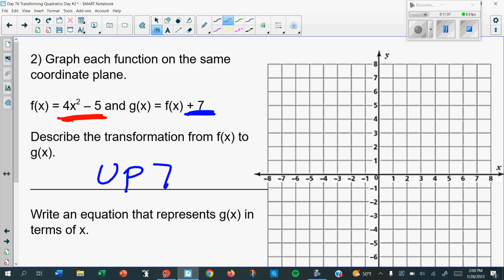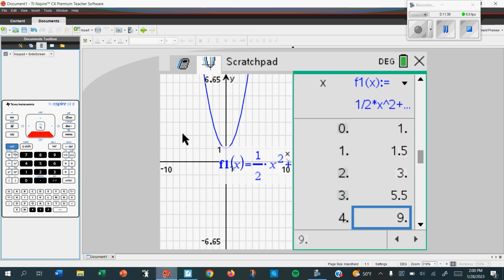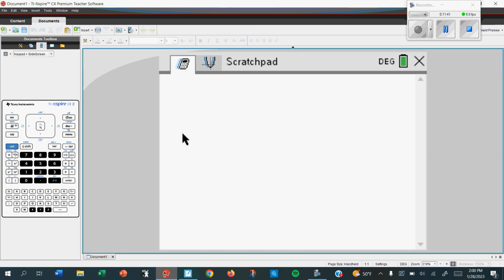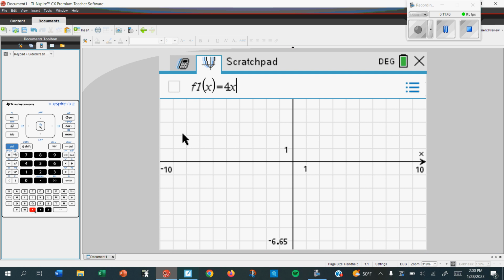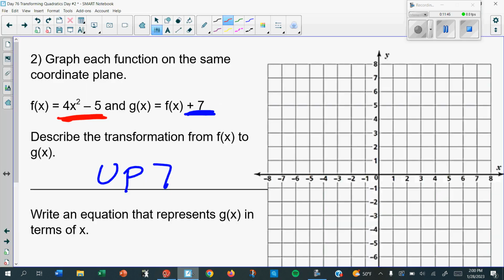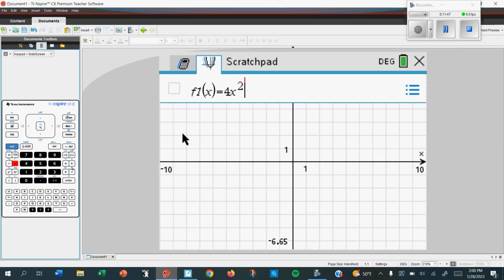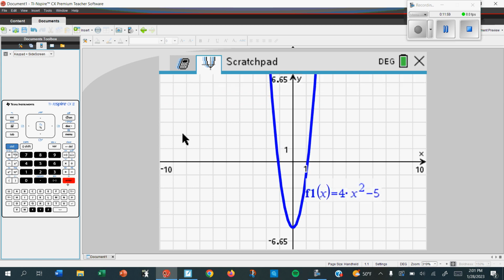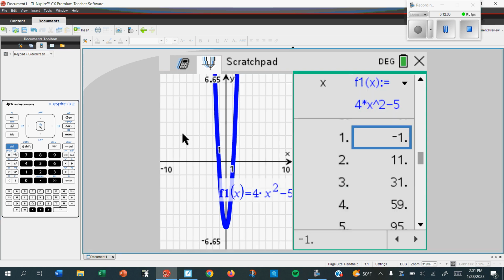So 4x squared minus 5. So we'll delete this one. 4x squared. I have terrible memory. I thought it was minus 5. Minus 5. Is my pen already starting to die? Enter. Okay, go to the table. Control T. Here we go.